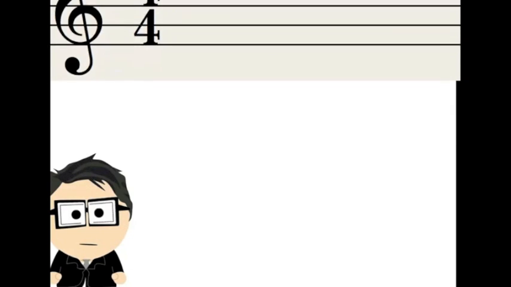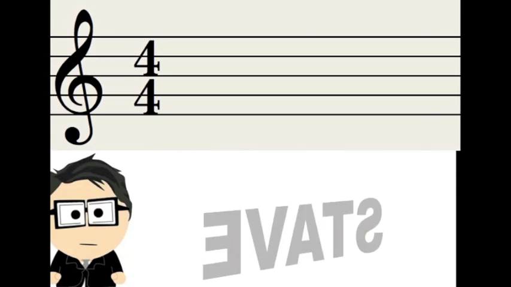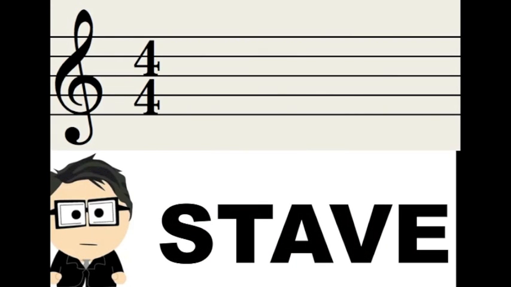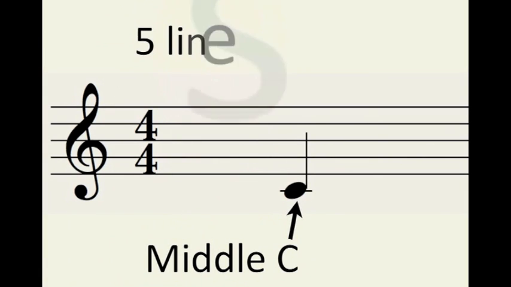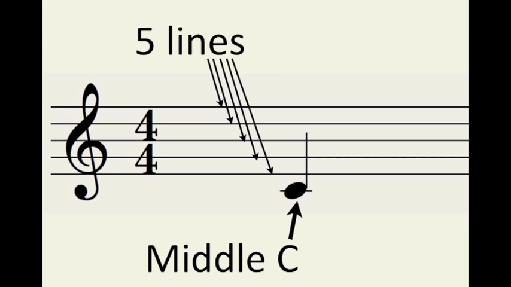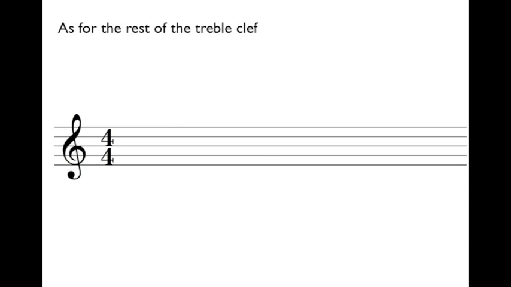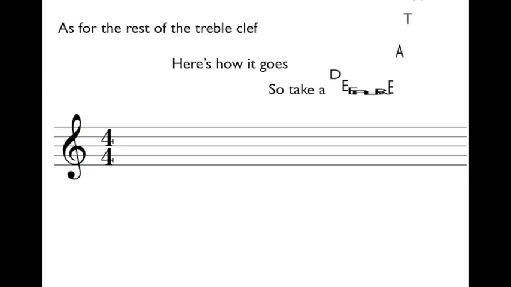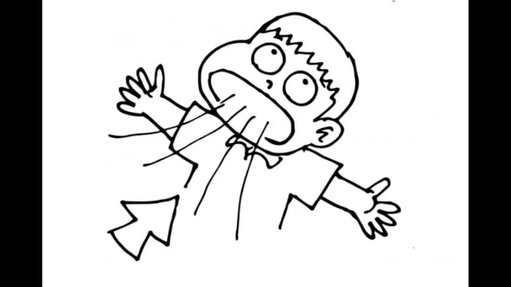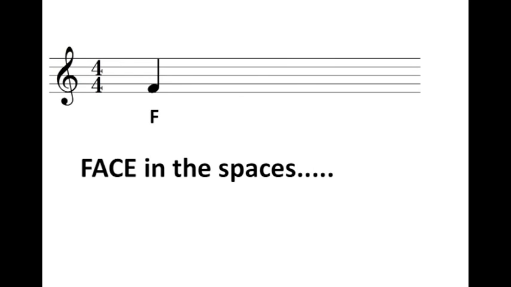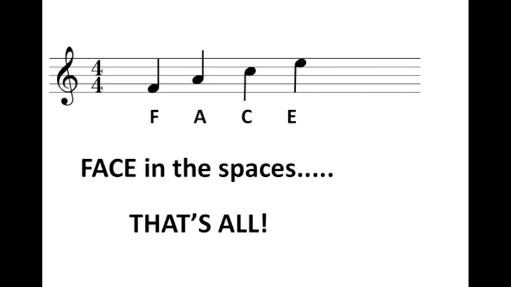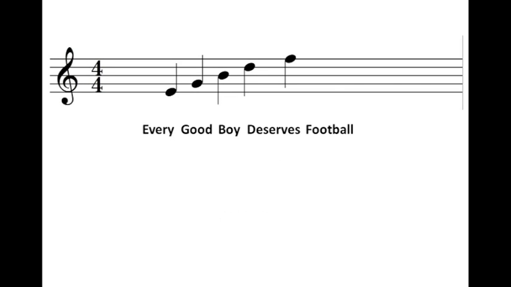Some lines with some spaces within. We call it a stave and our journey begins. Here's middle C, it starts underneath the five lines. As for the rest of the treble clef, here's how it goes, so take a deep breath. Every good boy deserves football, facing the spaces, that's all. Every good boy deserves football.